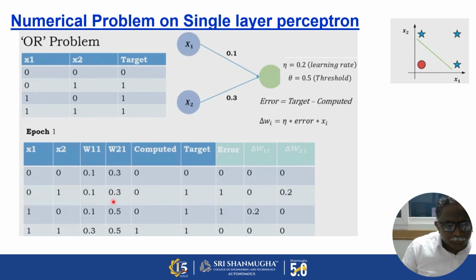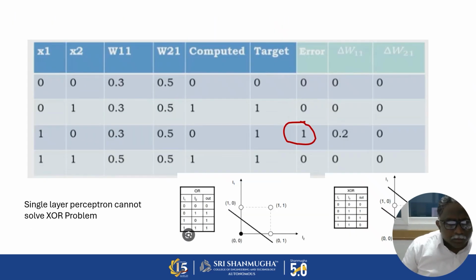If you update all these, then looking at the error in epoch 1, we still have error in the case of 0, 1 and 1, 0, that is 1, 1, which is not matching with the target one. So we have to go for the next epoch. When we go for the next epoch, similarly, we finally get error only in the case of 1, 0. When you go for further epochs, you will not see any error, and whatever the weights updated at that point are going to be the final ones.